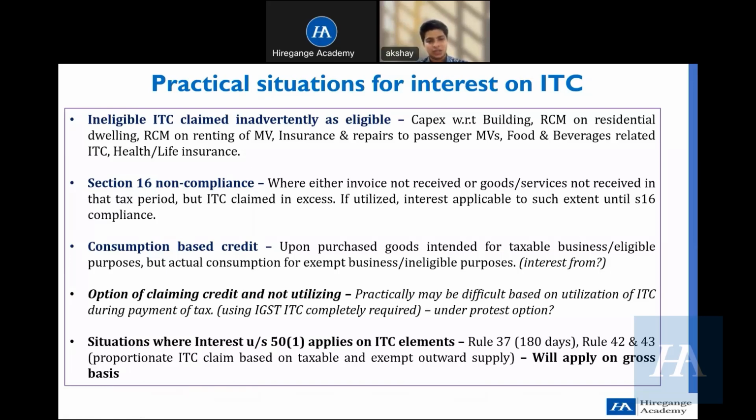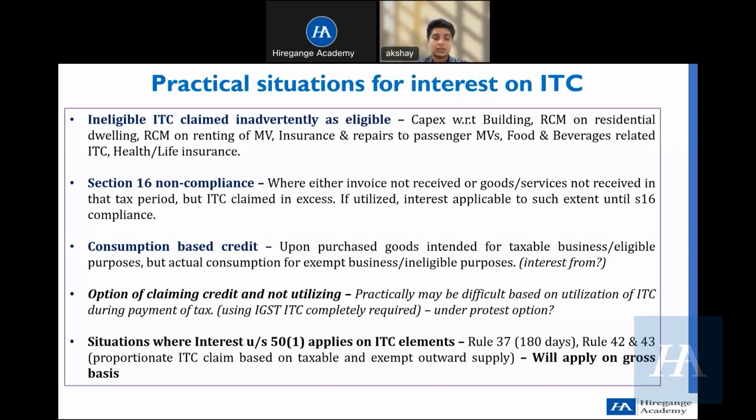Coming to some of the situations where interest applies under section 50. The interest for ITC, where it is wrongly availed and utilized, comes under section 50 subsection 3. But there are certain situations where it is ITC, but the interest is specifically applicable under 50 subsection 1, which is your Rule 37, that is your 180-day non-payment to your vendors, and Rule 42-43 ITC reversal in relation to exempt and non-GST supplies.